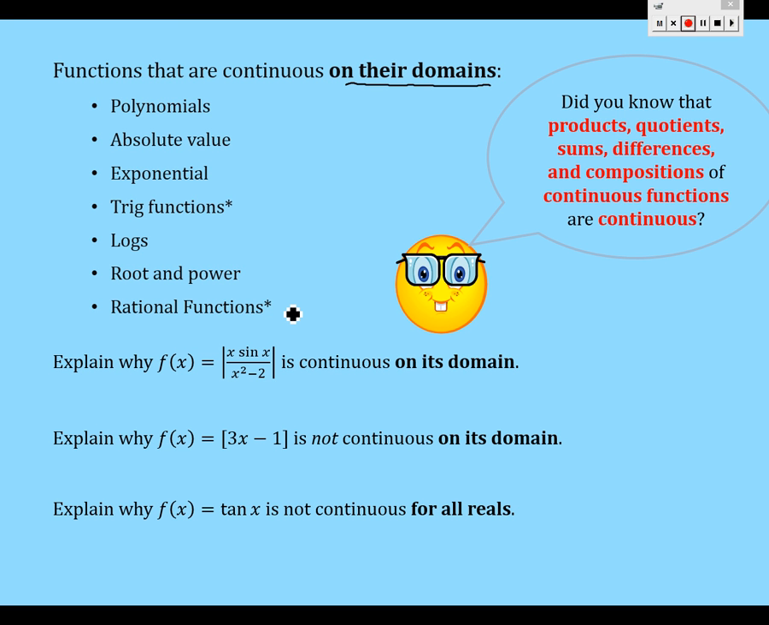And now here I'm saying for all reals, can you just say where tan x isn't continuous? What do we have there? Yeah, at pi over 2 or that number plus pi or any multiple of pi after pi over 2. So, right, those are vertical asymptotes.